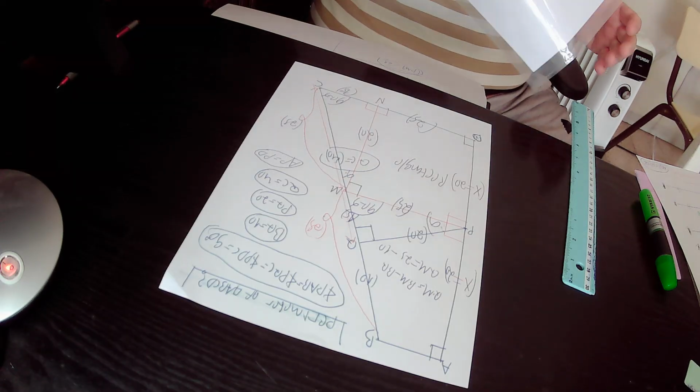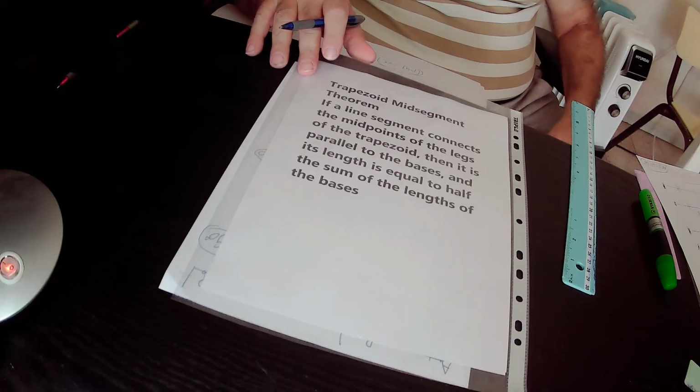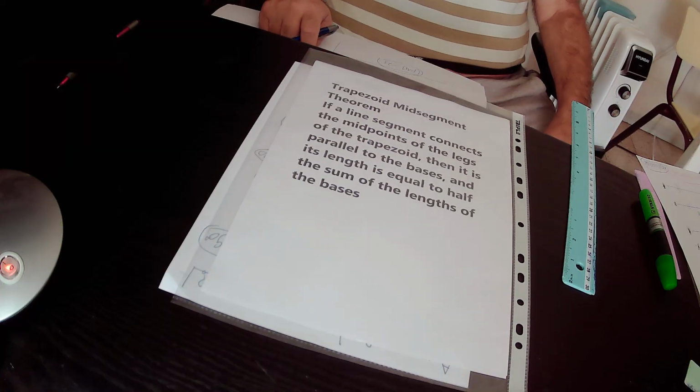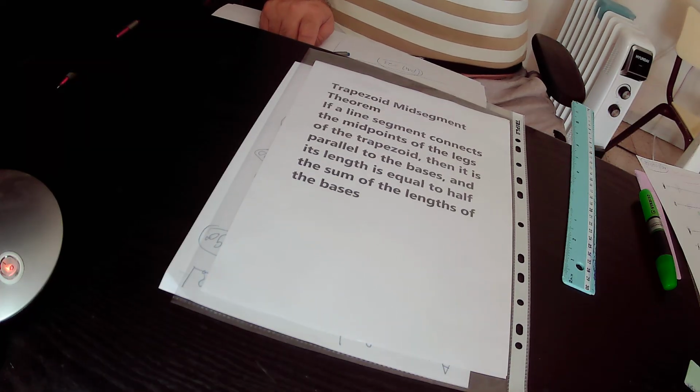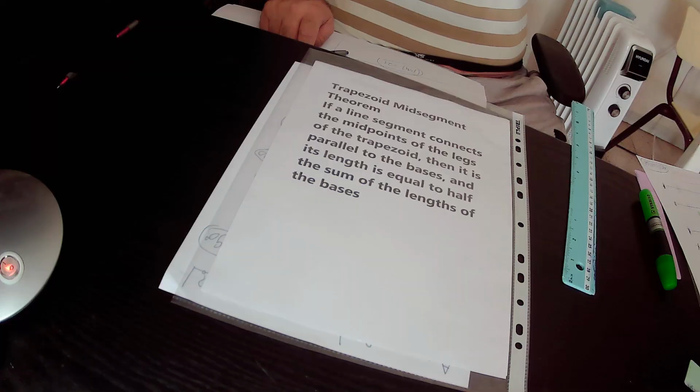The new rule will define the trapezoid mid-segment theorem. If a line segment connects the midpoints of the legs of the trapezoid, then it is parallel to the bases, and its length is equal to half of the sum of the lengths of the bases.